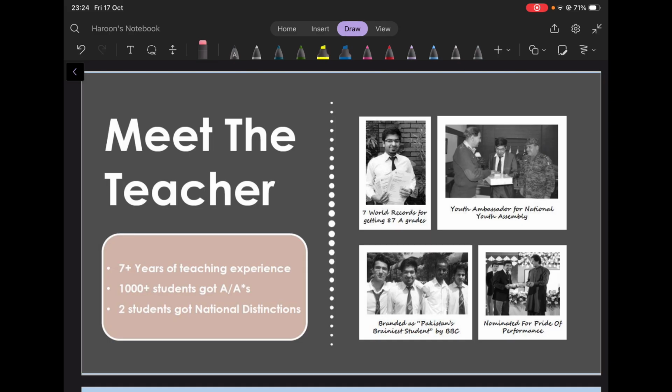Over the course of this academic year, we'll be discussing all the syllabus, including this chapter number 1, which is states of matter. So let us get started then.